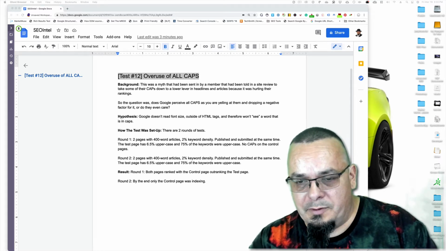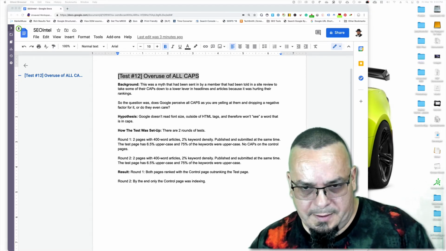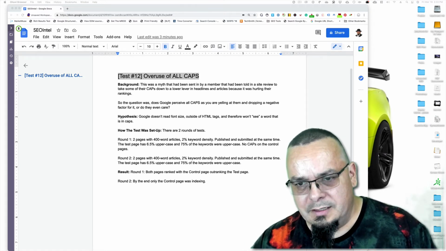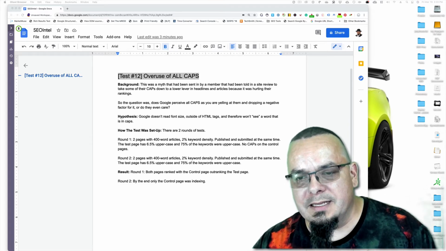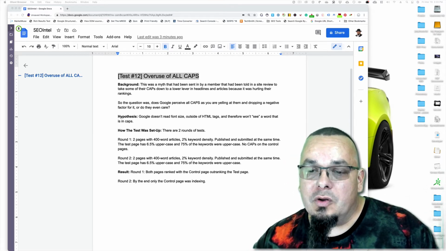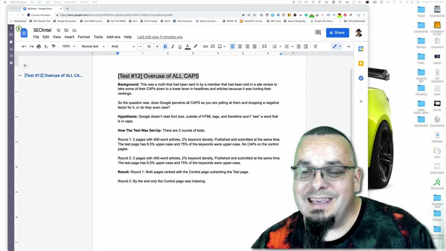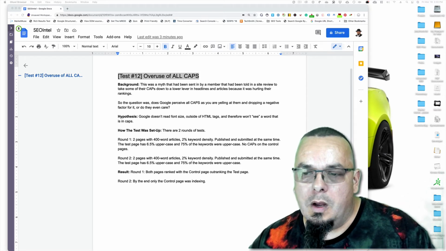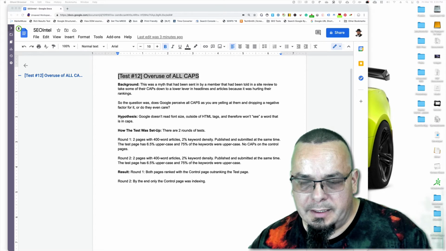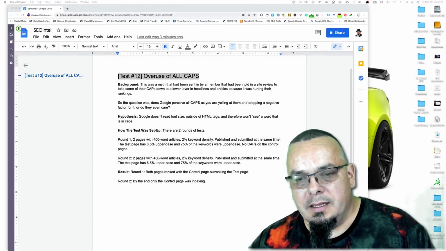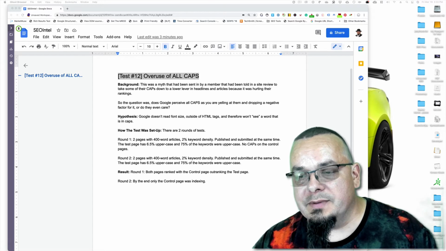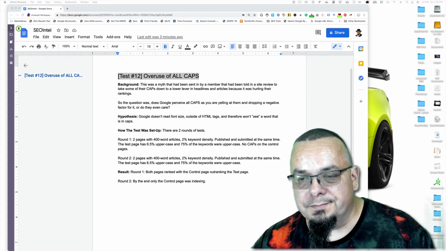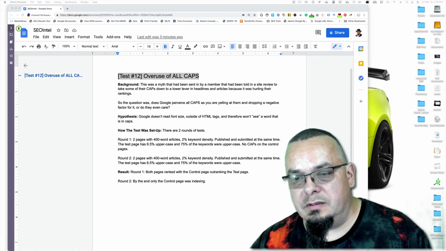So with the results, what happened was there were two rounds of tests. It was tested twice, with two test pages and eight control pages, 400 words each. The test pages had 400 words, 2% density. 6.5% of the article was uppercase, and 75% of the keywords, that's 75% of that 2% keyword density, was in all caps. And the control pages didn't use any caps at all. In the second test, it was pretty much the same setup, and they were published at the same time. It was just done again.